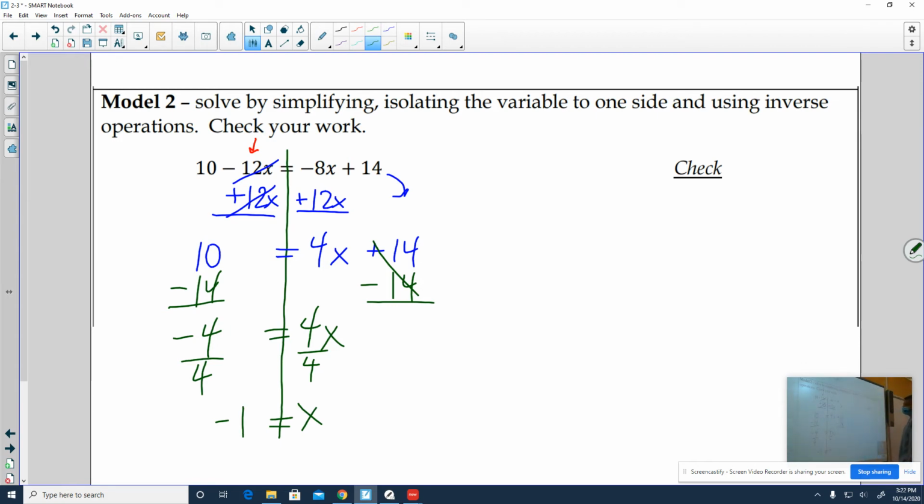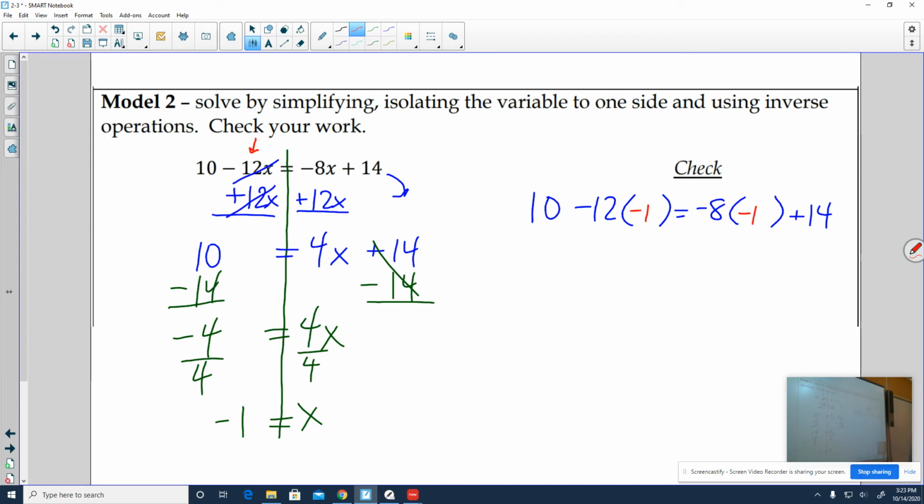Do not ever circle that answer until you check, folks. Check your work. So let's see. 10 minus 12 parentheses, because my x has to go in there, should equal negative 8 parentheses plus 14. We always substitute into parentheses, everybody. Always. My x is negative 1.